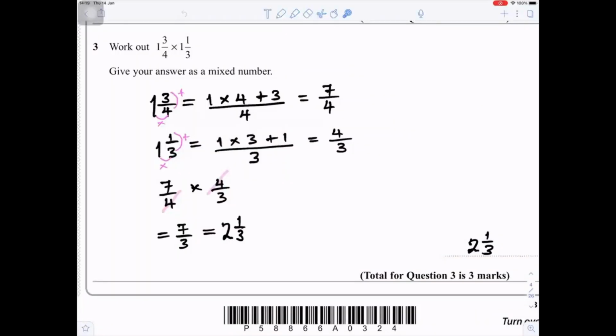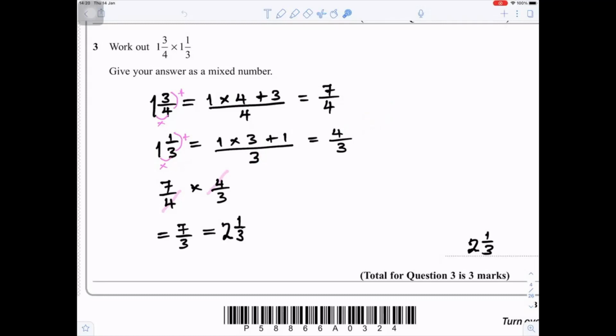Question number 3. Work out 1 and 3 over 4 times 1 and 1 over 3. Give your answer as a mixed number. We need to change 1 and 3 over 4, which is a mixed number, to an improper fraction. So you do 1 times 4 plus 3 in the numerator, divided by 4. That's 7 over 4. 1 and 1/3, change it to an improper fraction. 1 times 3 plus 1 gives you 4, divided by 3.